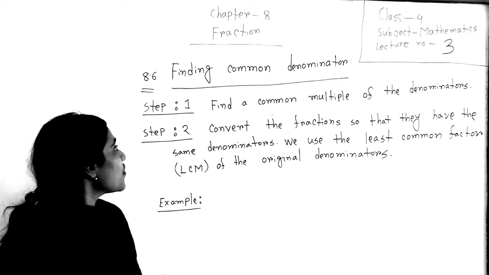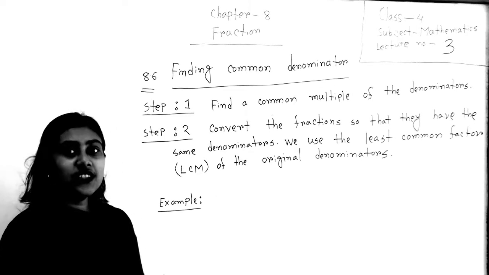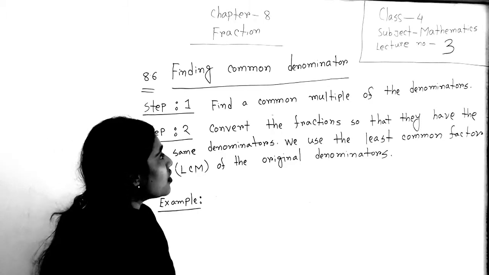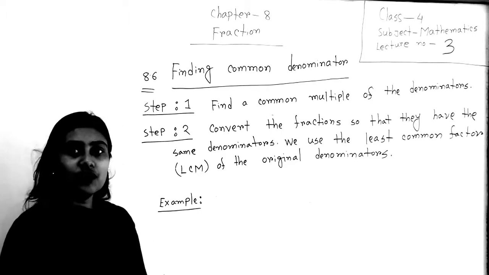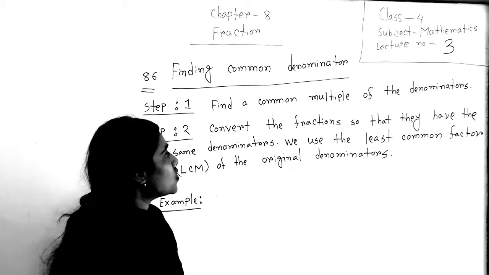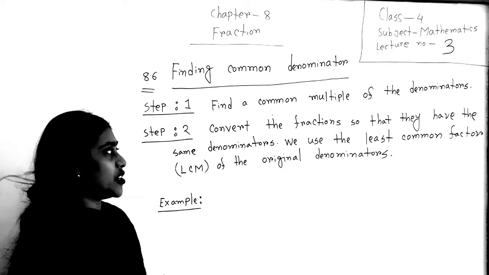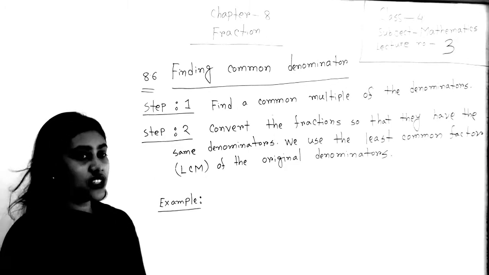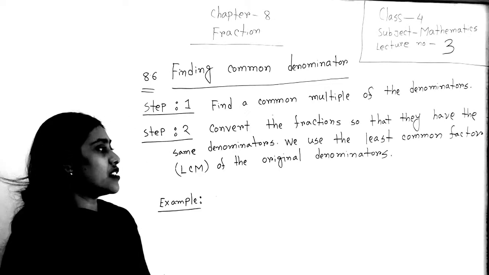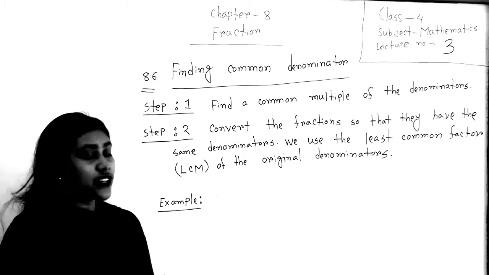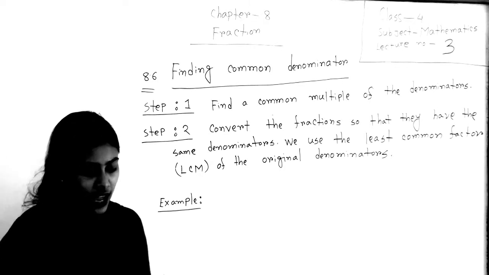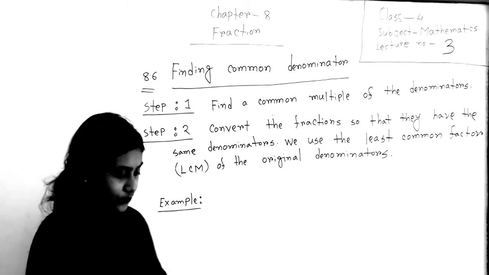Now our topic is finding common denominator. Here is 2 steps. Student, step 1 is find a common multiple of the denominators. In the last class we learned it. Step 2, convert the fractions so that they have the same denominators. We use the least common multiple, such as LCM of the original denominators. To understand these steps, I will give an example for you.